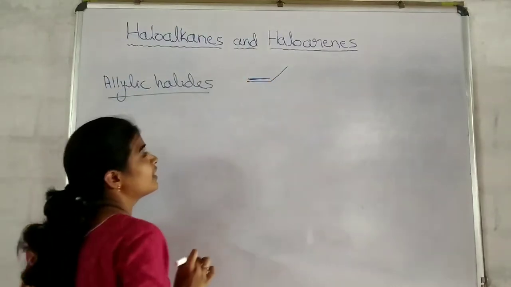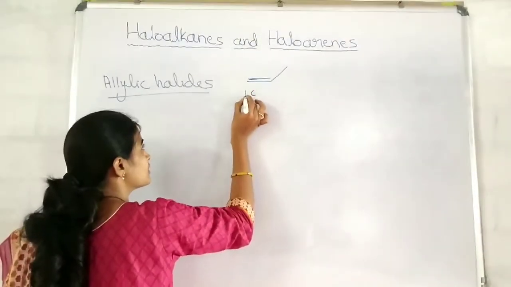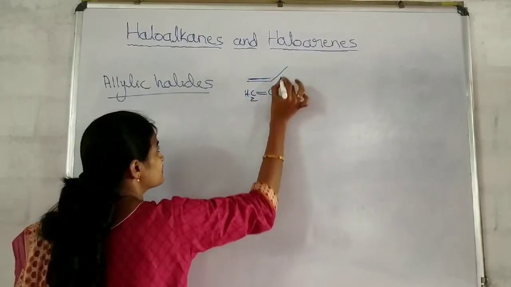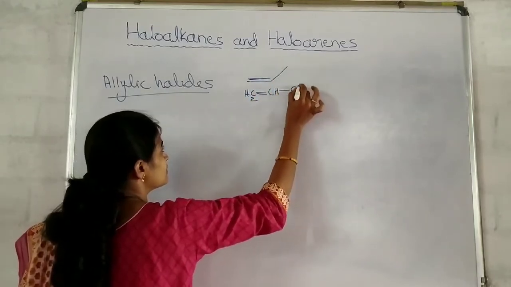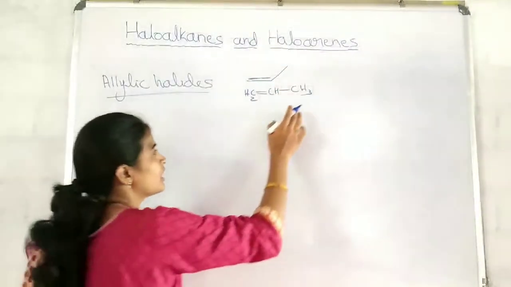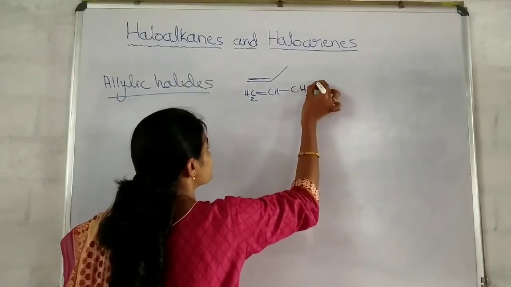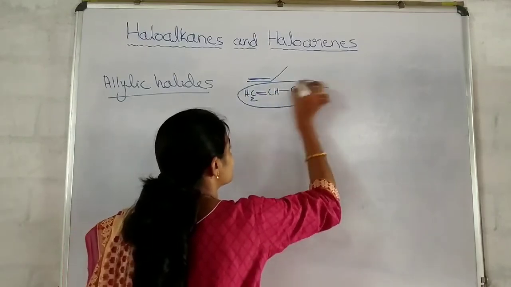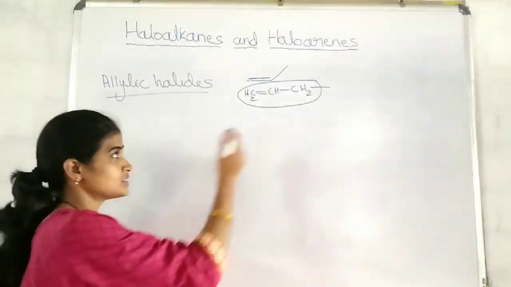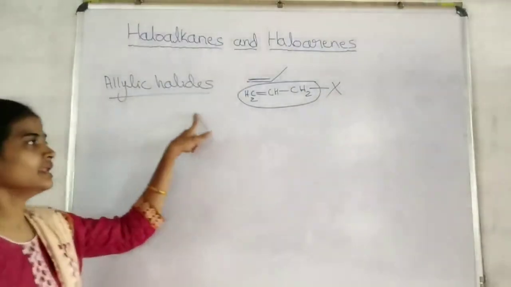Generally we write it like this. This group is called the allylic group. Means what? CH2 double bond CH single bond, at the end CH3. Got it? This is called, okay, I'll write here CH2. One more bond I'll show. This is called the allyl group or allylic group. Here its valence is not satisfied. If a halogen atom is attached here, those are called allylic halides.